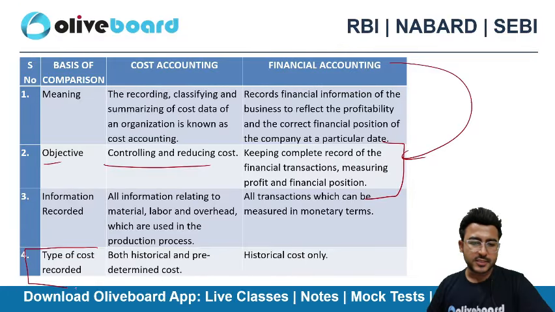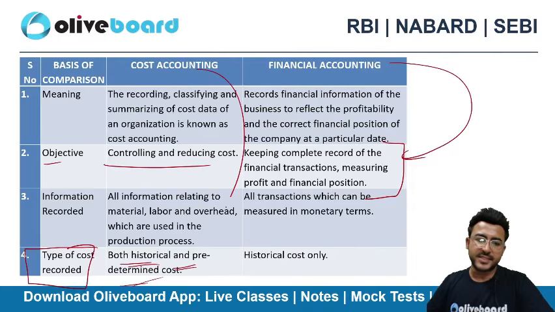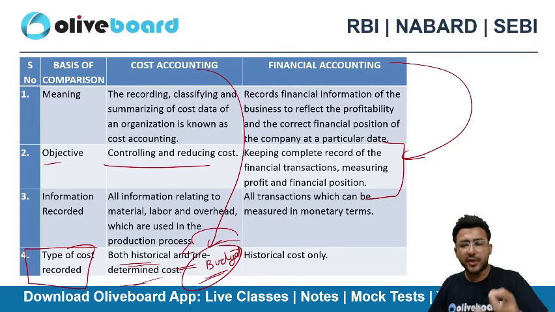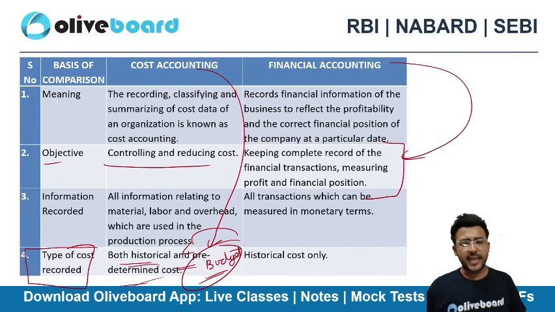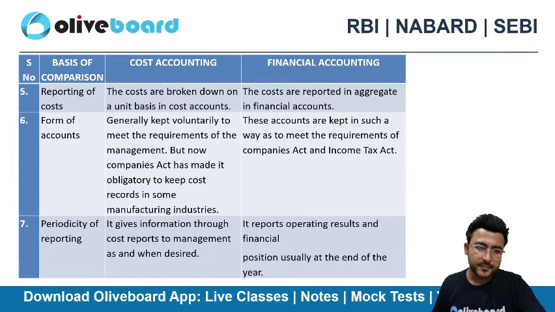Type of cost recorded: historical and predetermined cost. Why? Because in cost accounting there is a concept of budgeting as well. We prepare budgets as well. So there is a concept of predetermined cost as well in cost accounting. Whereas in financial accounting, plain historical data is recorded. Right?